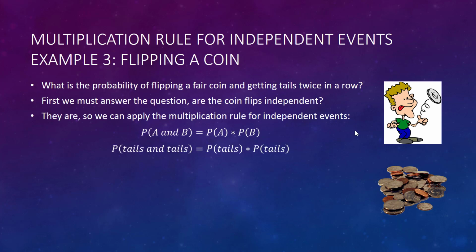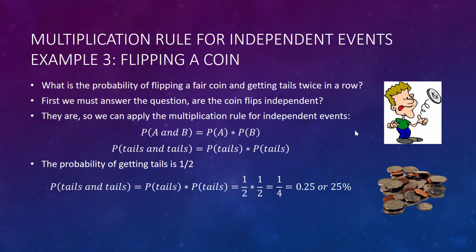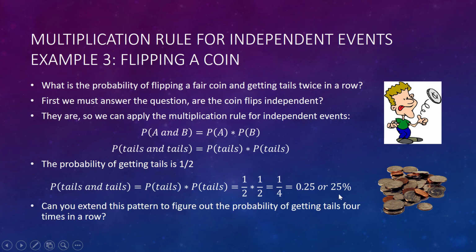Putting that into the context of this problem, we find the probability of getting tails and then tails again is equal to the probability of getting tails times the probability of getting tails. For a fair coin, the probability of getting tails is 1/2. Putting that value into the equation, we find that the overall probability is 1/4, which is the same as 0.25 or 25%. Can you extend this pattern to figure out the probability of getting tails 4 times in a row?